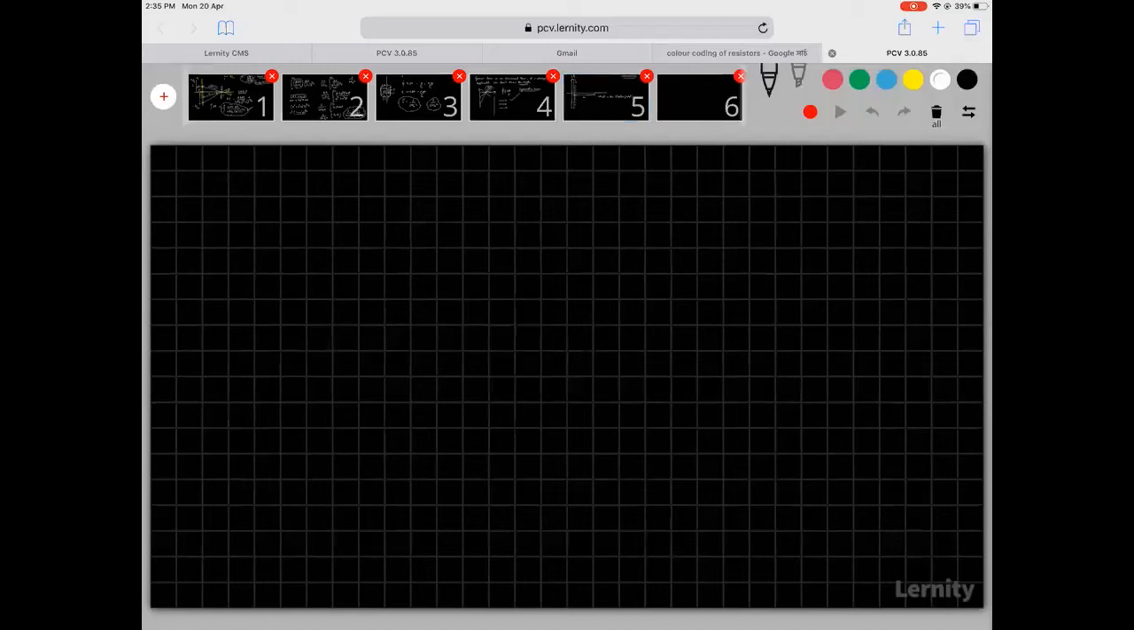Okay, let me work out one more question for you. Now I have a rim. A rim is like a ring. Then this is the axis of the ring.